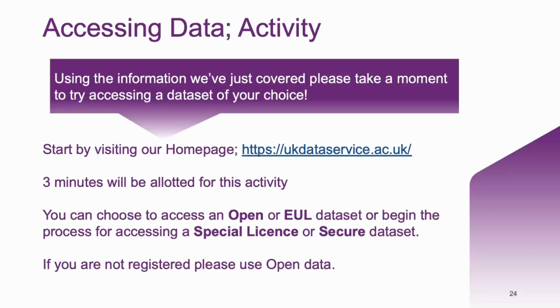Okay, so now we have another activity, and this time it's for accessing data. So using the information we've just covered, please take a moment to try and access a data set of your choice. You can use any of those study numbers that we just looked at. So 6614 might be a good one because that's end user license and you can download that right away. Or if you found a special license or secure data set that you've looked at before, you can try adding that to your project. But as I said, if you aren't registered, please try and look for open data and access that. Again, you've got about 3 minutes. I'm just conscious of the time. I want to leave enough time for questions.